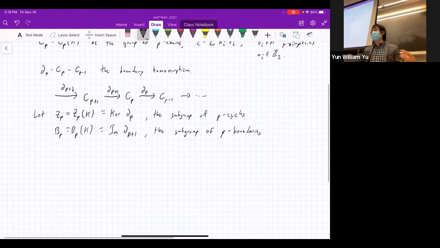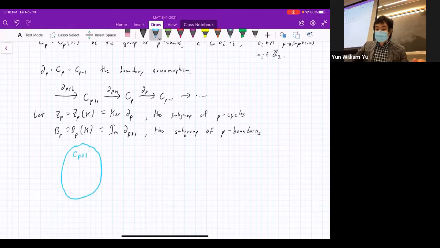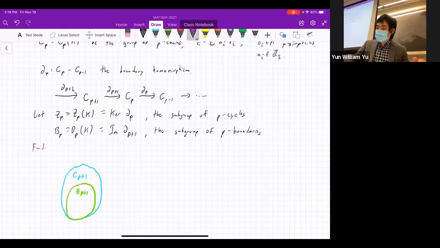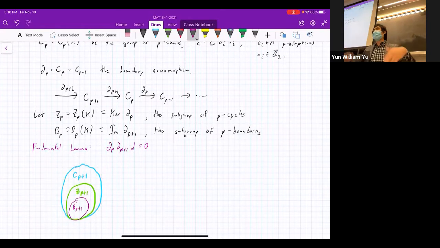Importantly, both of these are subgroups of C_p, right? Because one is the image of some higher homomorphism that maps into it, and the other one is just the set of things in the kernel of the homomorphism going from that space. If I draw that a little more pictorially, let's say this is C_{p+1}, and within that we have some smaller subgroup, which is Z_{p+1}. And recall we had the fundamental lemma, which stated that d_p of d_{p+1} is always equal to 0. What that implies is that B_{p+1} is a subgroup of Z_{p+1}. So we have this hierarchy of sizes.